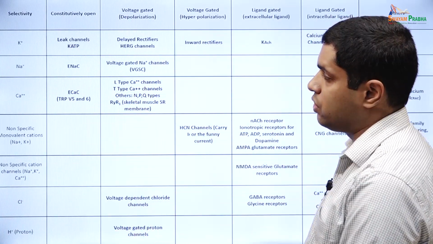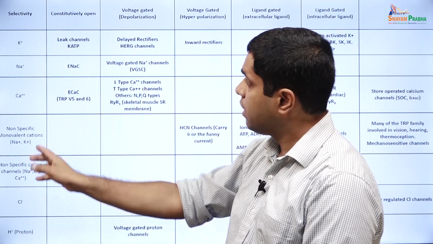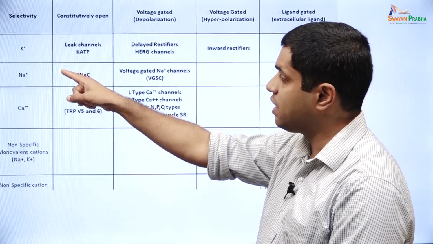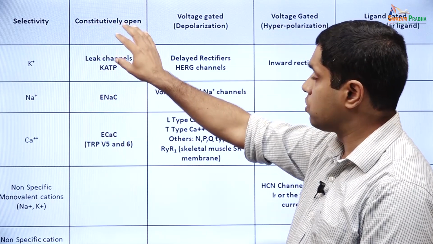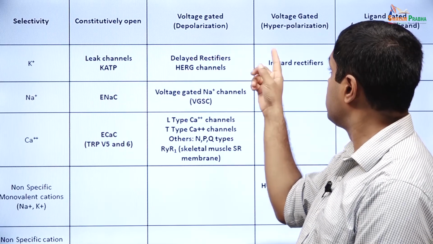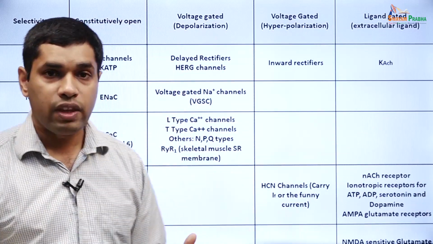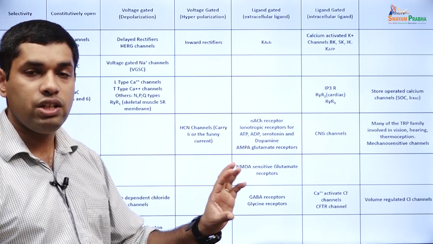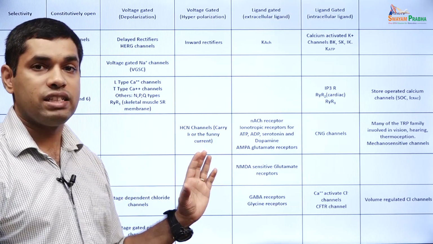In this entire classification, we have the ion channels or the selectivity in this column, and along the rows we have the different ways in which each ion channel is gated. For example, for a potassium channel, we have the open potassium channels which are constitutively open, we have voltage gated, voltage gated by depolarization or voltage gated by hyperpolarization. This classification helps us sort out each ion channel that we find in terms of both its selectivity as well as its gating.